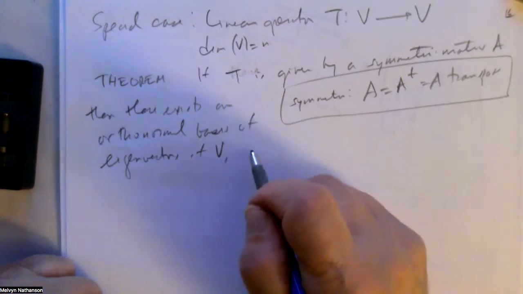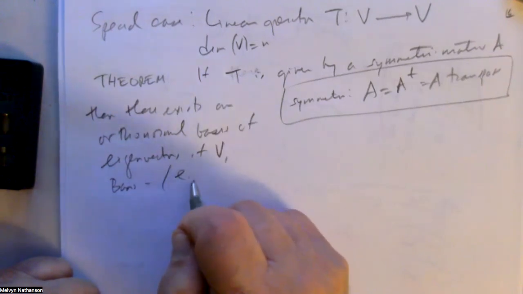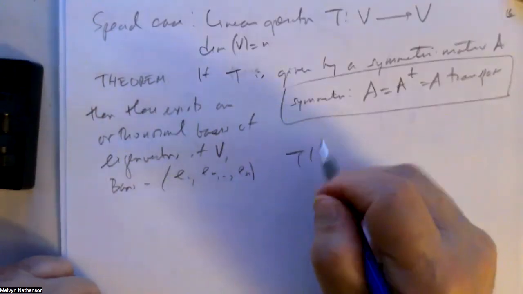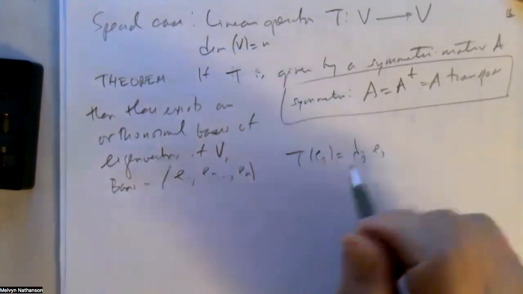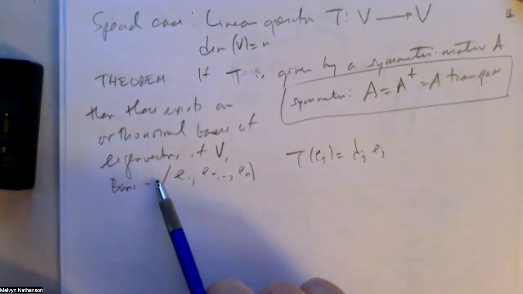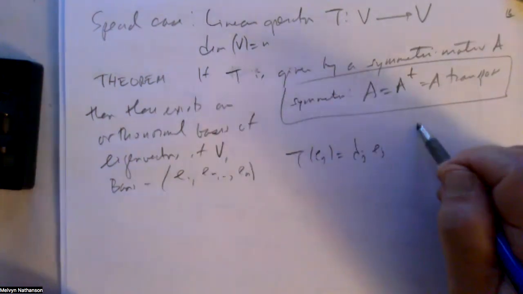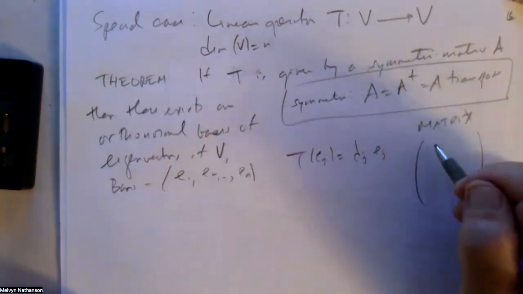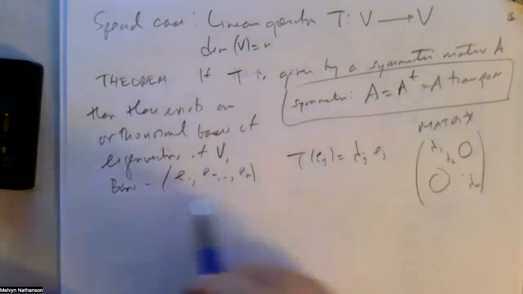So this basis, let's say the basis is E1, E2 up to E sub n. T of the vector EJ is some scalar times EJ. That's what it means to be an eigenvector. T of the vector is a scalar multiple of itself. And then the matrix with respect to this new basis is diagonal. Lambda 1, lambda 2, down to lambda n, zeros everywhere else.